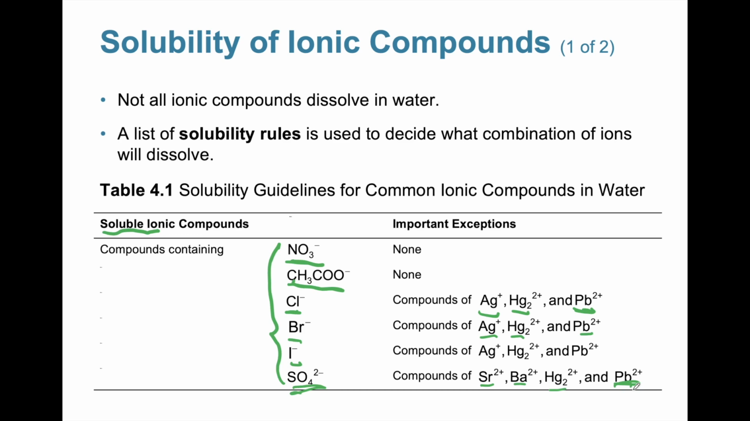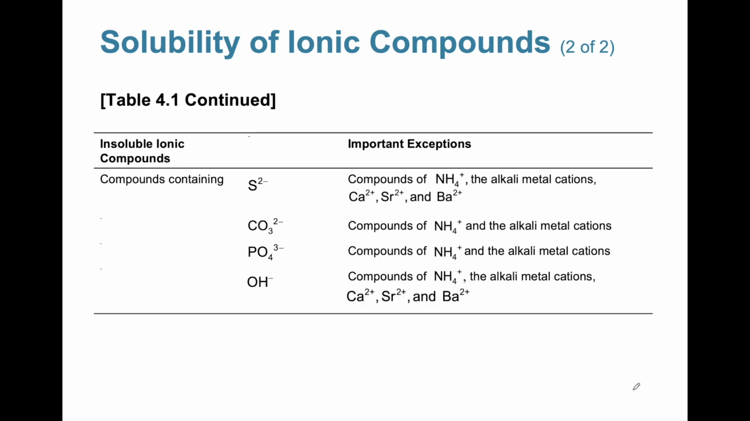So I'm not going to make you memorize this. I'll always give you the chart on the test, but you just need to know how to read it, just like we did on the last test. And these guys here are mostly insoluble, except for these exceptions. So sulfide is mostly insoluble, except for sulfides of ammonium, like ammonium sulfide, or any alkali metal. So sodium sulfide is also soluble. Calcium, strontium, and barium, right?